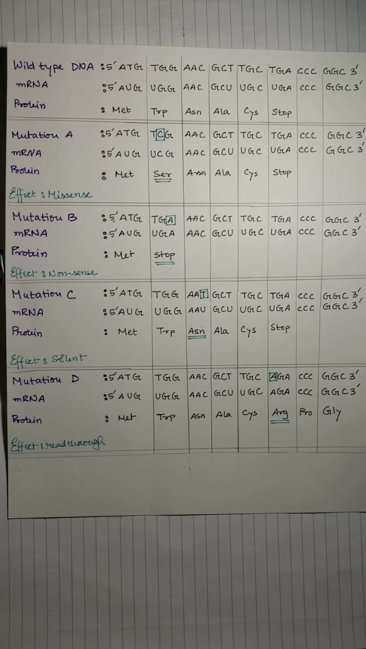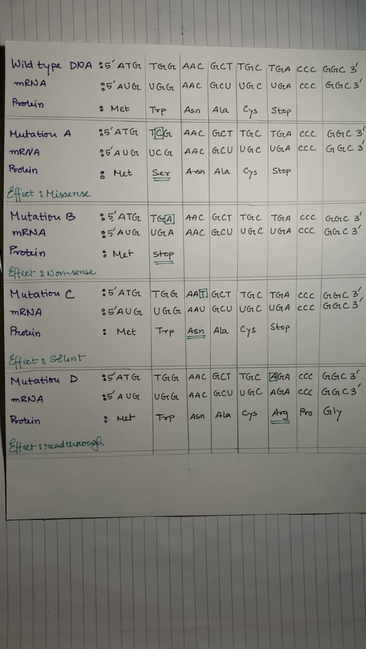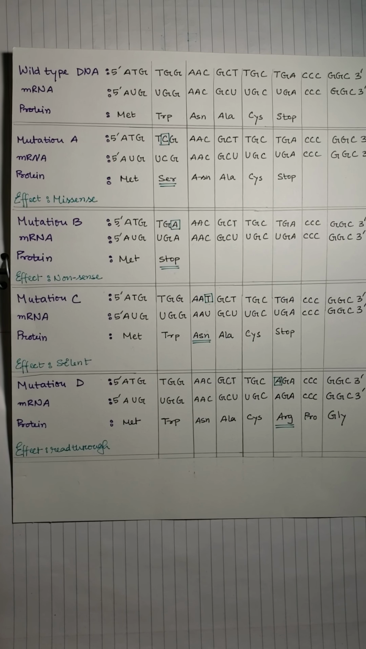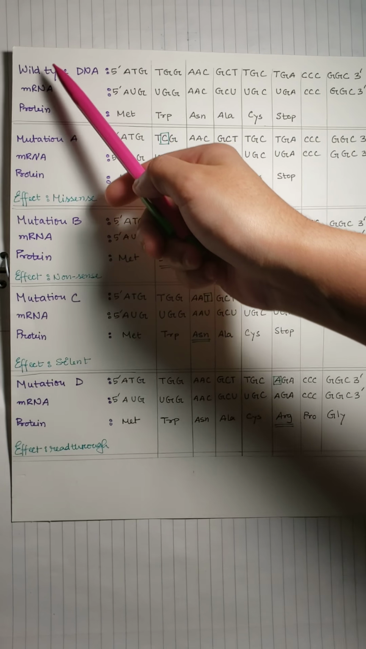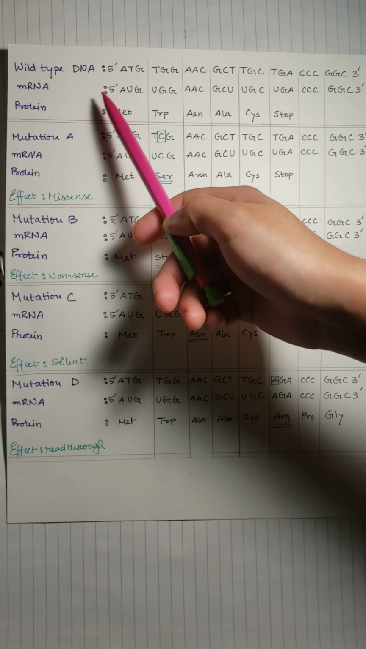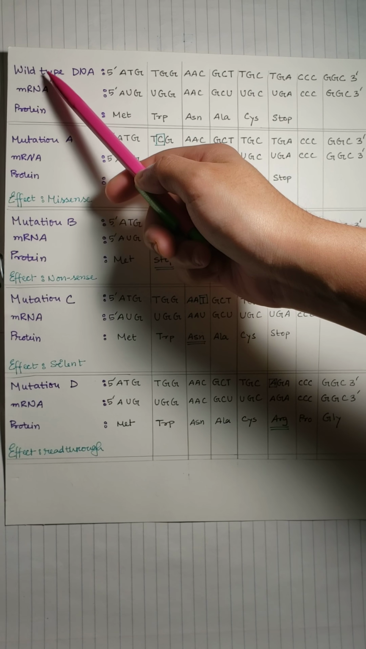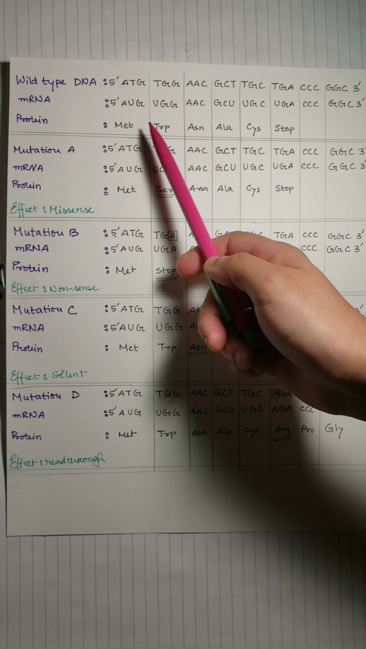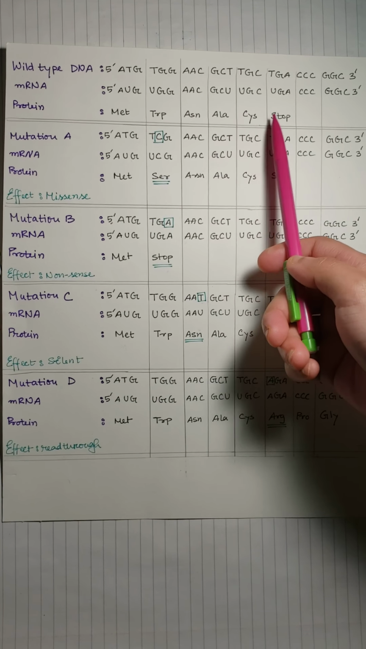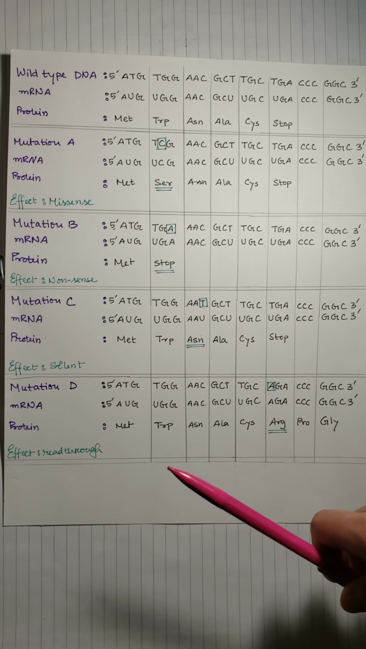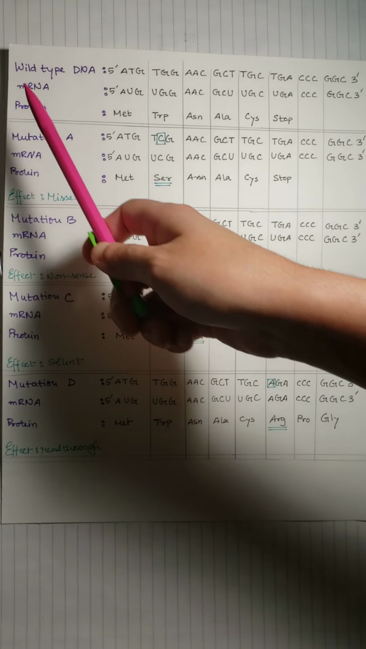So how does this mutation affect the protein level? Let's discuss it over a given DNA template. The wild-type DNA template given here is this, and the mRNA that is transcribed from the wild-type DNA is this. The protein from the mRNA transcribed from the wild-type DNA is methionine, tryptophan, asparagine, alanine, cysteine, and stop. Now let's discuss different types of mutations and their effect at the protein level.